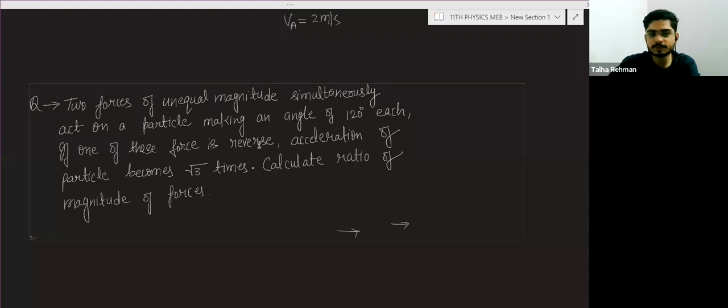If one of these forces is reversed, now on the same particle the forces are acting, but this time one of the forces is reversed, means earlier the force is acting in this direction, now the force on the particle will be in this direction. Acceleration of the particle will become root 3 times. They are saying calculate the ratio of magnitude of the forces.